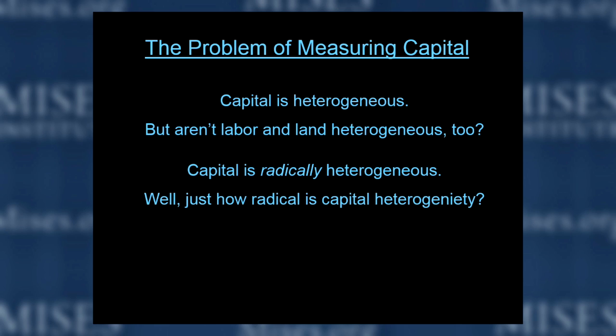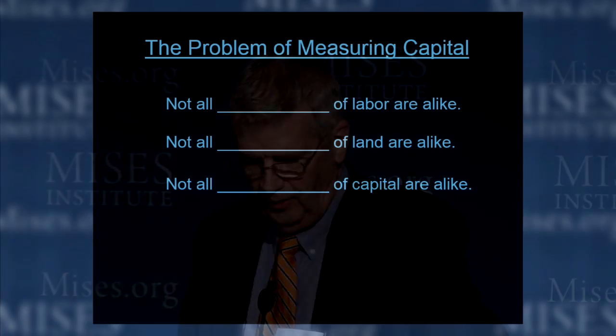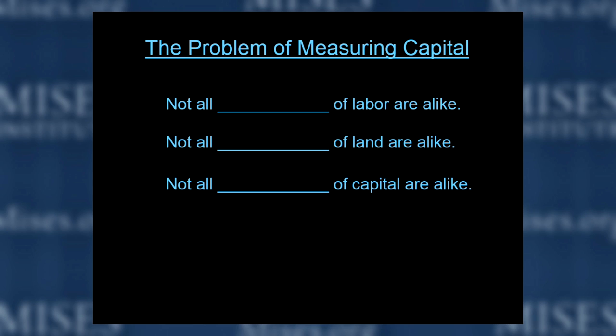And we ask just how radical is capital heterogeneity. Capital is dimensionally heterogeneous. That's where we're getting to it. We'll see how this works. And we have a fill in the blank exercise here. You don't need to bark it out, but have it in your mind what should go in. Not all blank of labor are alike. All right? Well, that's true, but what's the blank? How are we measuring? Well, we've got a way, and you probably have it in your mind right now, and that would be units of some kind.